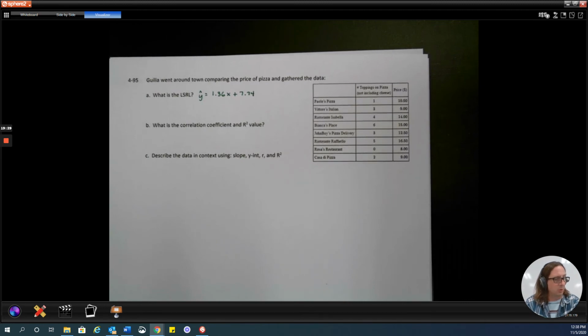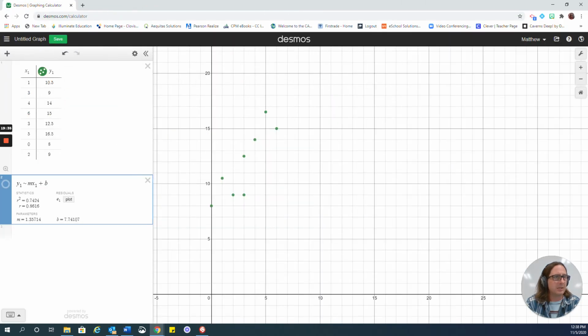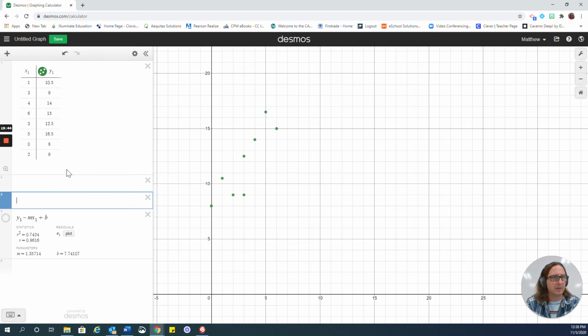Now let's look at the correlation coefficient and the R values. So I've already done it for you. This is a problem we've looked at several different times in several different ways. And going over here, I've got, oh, that stupid thing again. There we go. There's our least squares regression line. It tells us the slope over here is 1.35 or 1.36. We're going to round that. And 7.74 sounds good. We're rounding there too.